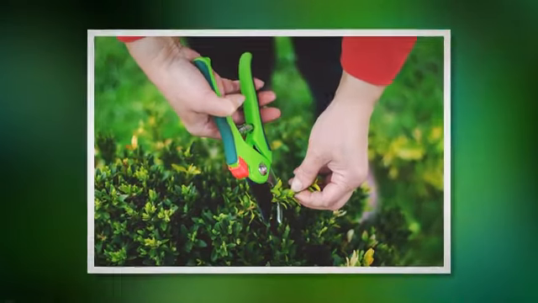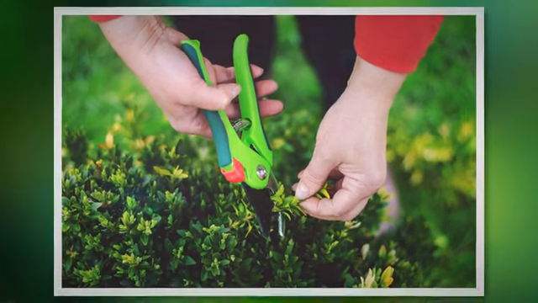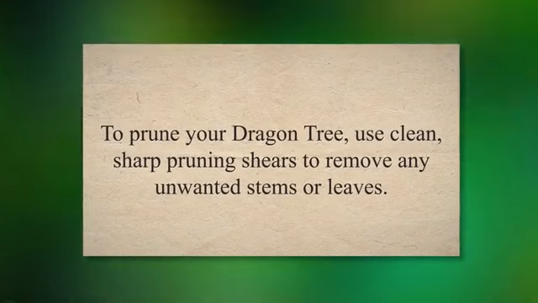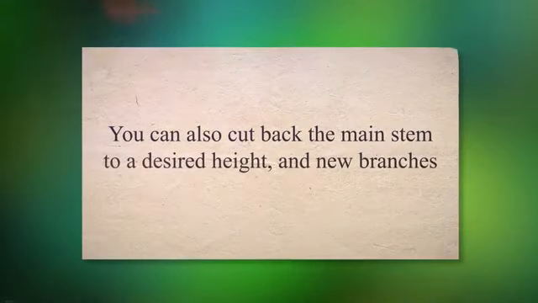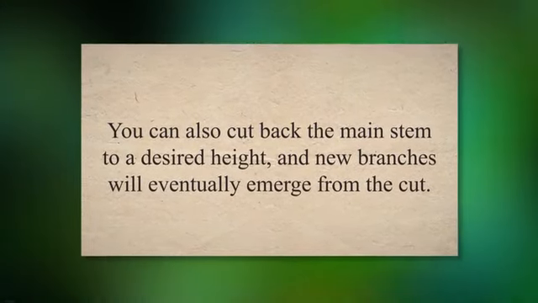As your dragon tree grows, you may find that it becomes leggy or top-heavy. Pruning can help to maintain its shape and encourage branching. To prune your dragon tree, use clean, sharp pruning shears to remove any unwanted stems or leaves. You can also cut back the main stem to a desired height, and new branches will eventually emerge from the cut.